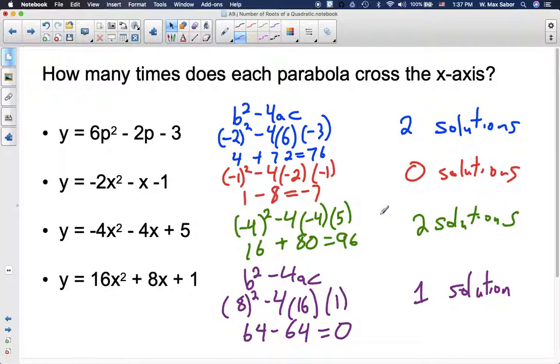This is faster than finding the roots. If you also have to find the roots, just find the roots. But this is a fast way to determine the number of roots of a quadratic. Or you could just graph it.